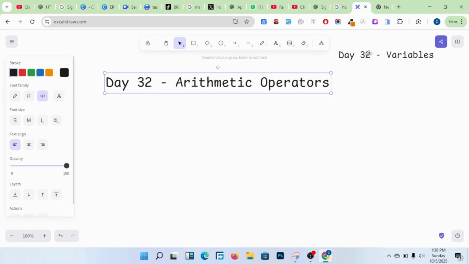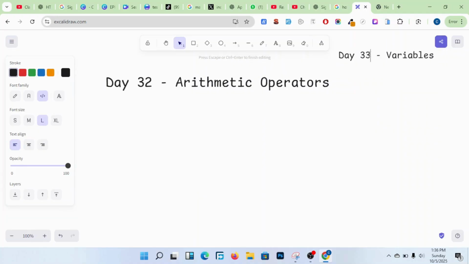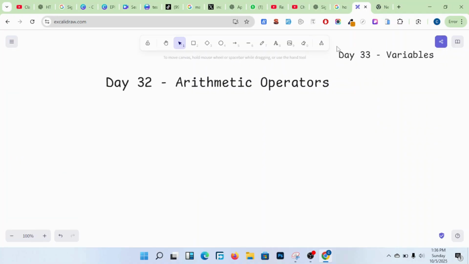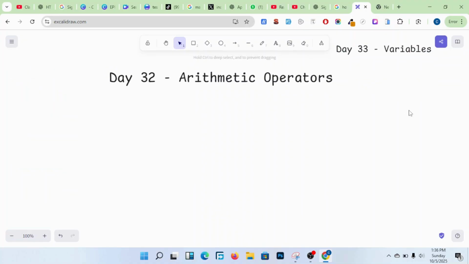Tomorrow's class is going to be day 33, not day 32. That's a small error, and today it's going to be arithmetic operators.